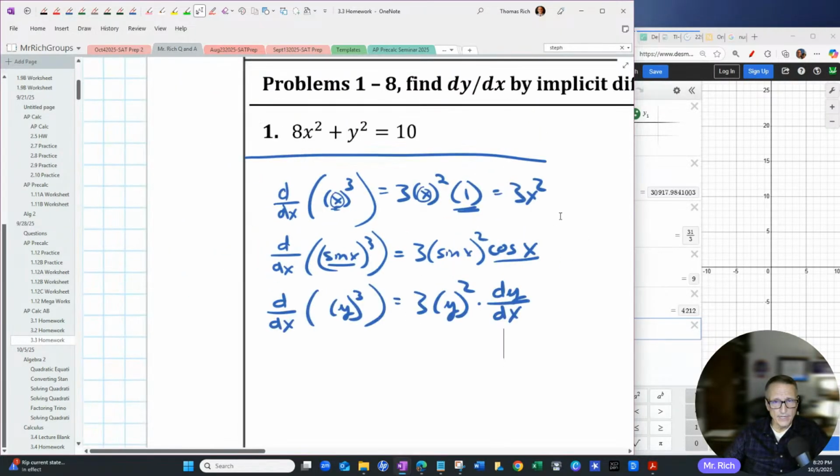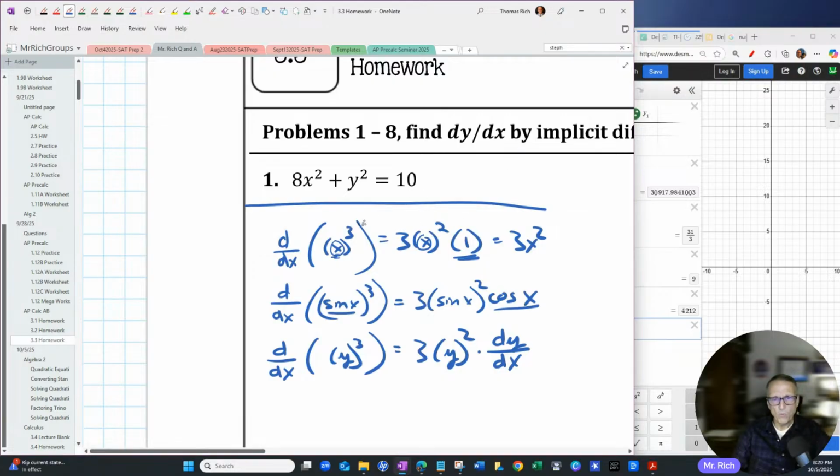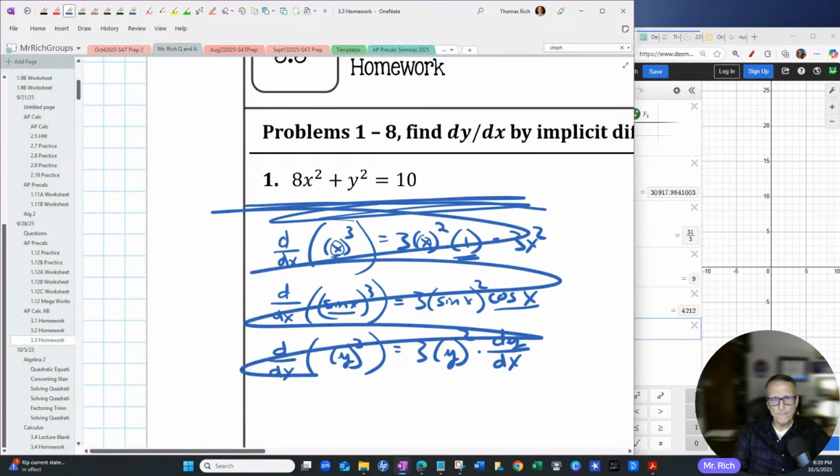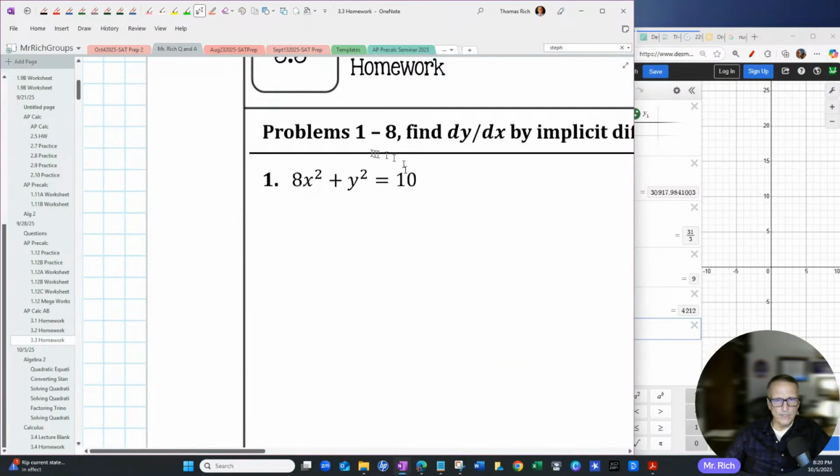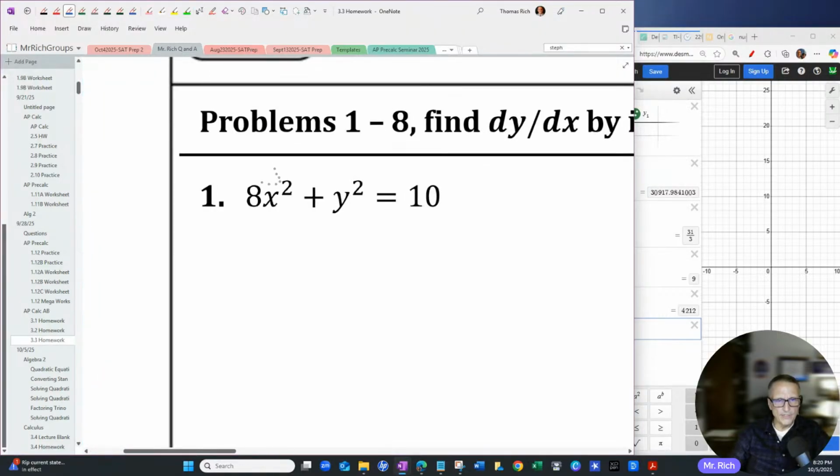That being said, let me show you then what this problem would look like. The first step is to take the derivative on both sides of the equation with respect to x.